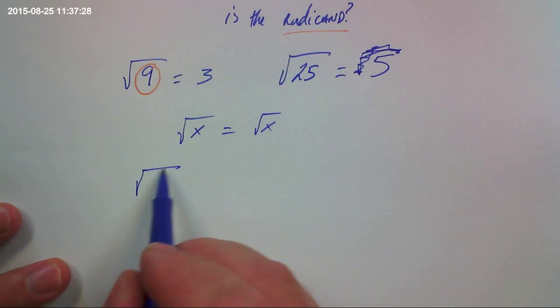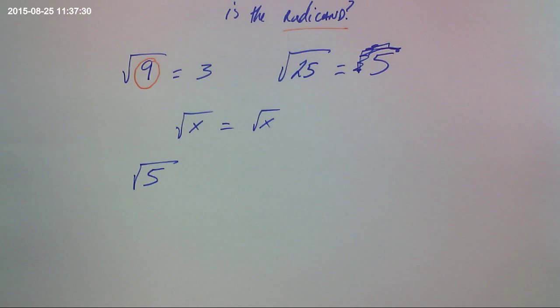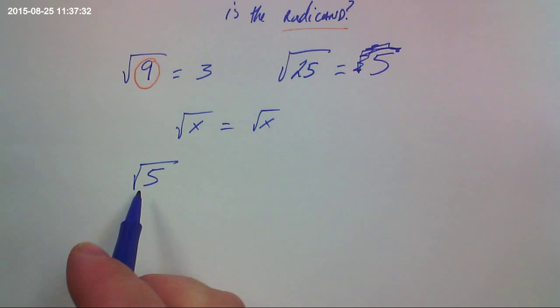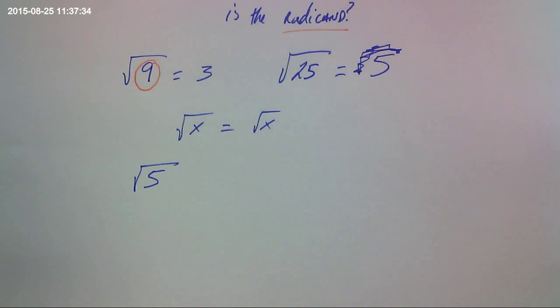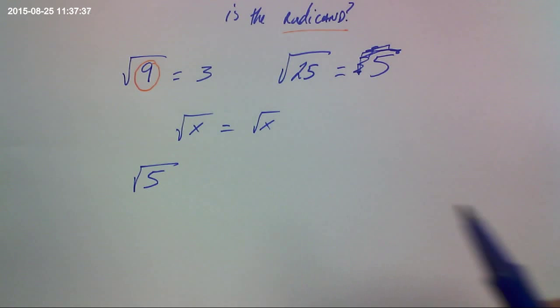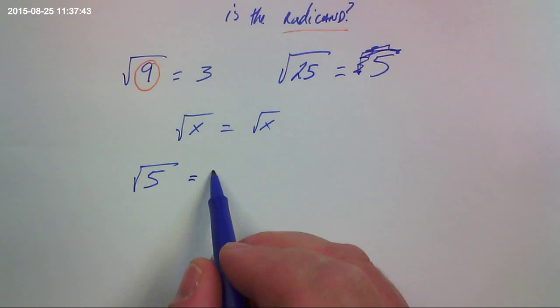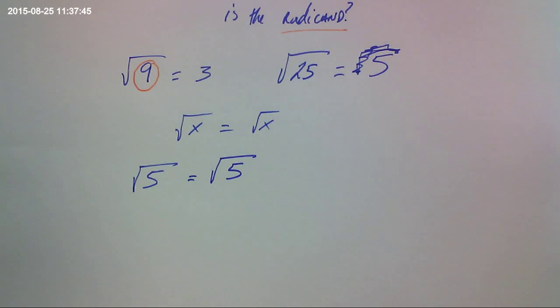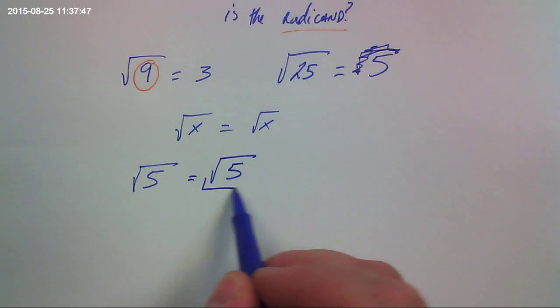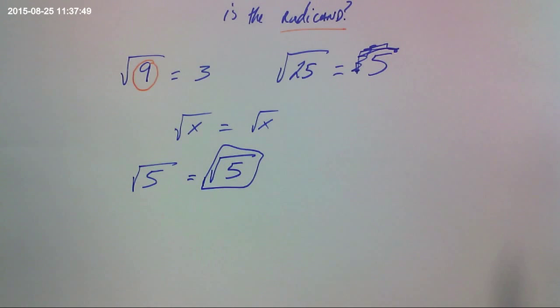That brings me to things like this, the square root of 5. Now, this is an irrational number. The square root of 5 is a number that you can't actually write because it's a non-terminating, non-repeating decimal. We could do a decimal approximation, but the number times itself that's 5, well, this is what we write because we can't write it out.